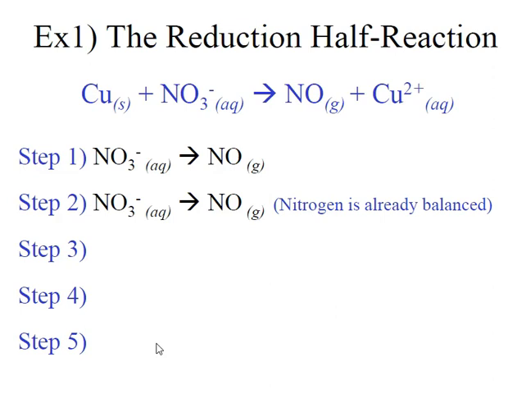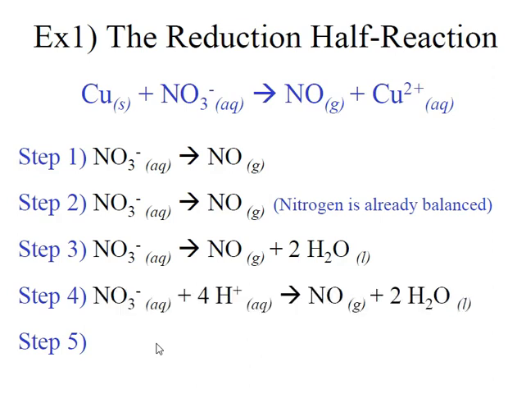In step 3, we're going to balance oxygens by adding water. So if you look on the left-hand reactant side, we have 3 oxygens, and on the right-hand side, only 1. So to balance, we need 2 more oxygens, and to get 2 more oxygens, we'll add 2 water molecules. In step 4, we balance hydrogens by adding H+. On the left-hand side, we have no hydrogen, and on the right, we have 4 hydrogens in those 2 water molecules. So to balance, we'll add 4 H+ on the left-hand side.